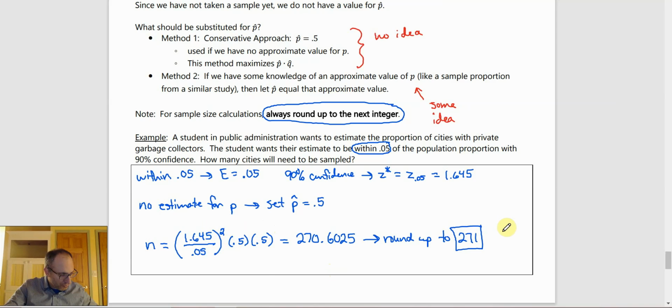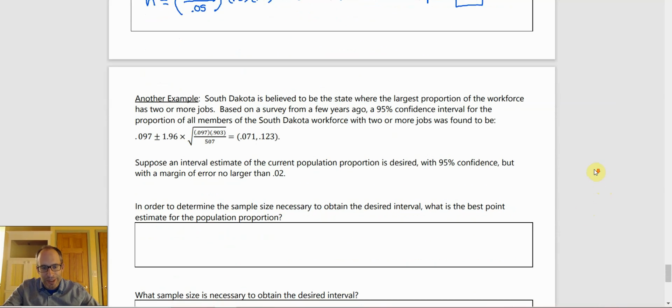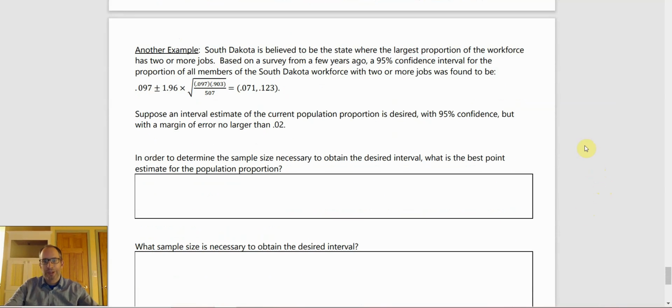All right, another example, and you know what's going to happen. This is one where we're going to have the previous study. All right, so South Dakota, believed to be the state where the largest proportion of the workforce has 2 or more jobs. And based on a survey from a few years ago, 95% confidence interval for the proportion of all members of the South Dakota workforce with 2 or more jobs was this.